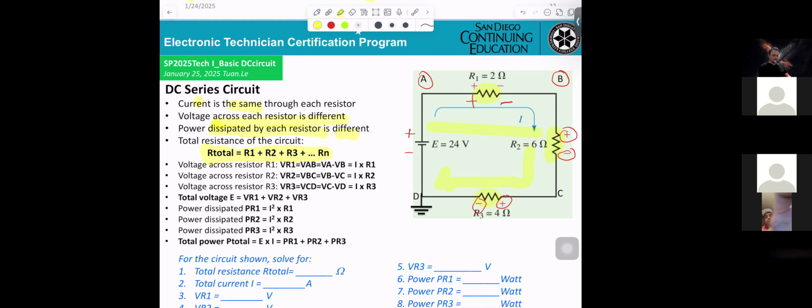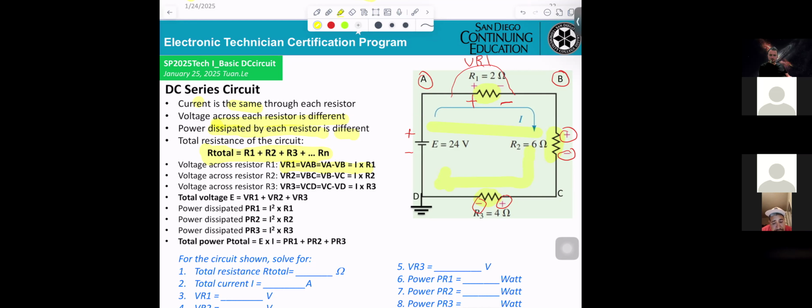Voltage across R1, VR1. That means the voltage across here. For VR1, you use Ohm's law: V equals I times R. So VR1 equals I times R1.